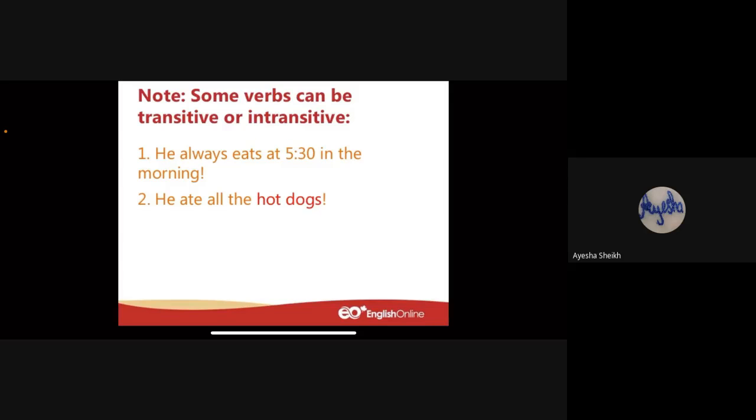Note. Some verbs can be transitive or intransitive. Number 1. He always eats at 5:30 in the morning. Number 2. He ate all the hot dogs. Right. So same verb is used. See what is the verb in the first sentence? Eats. In the second sentence, the verb is eat, ate. Both are the same words, but what is the difference? Which one is transitive and which one is intransitive? Who will tell me?